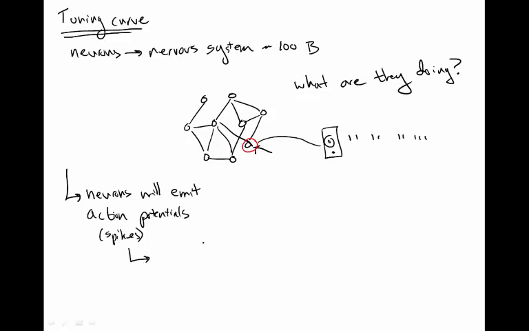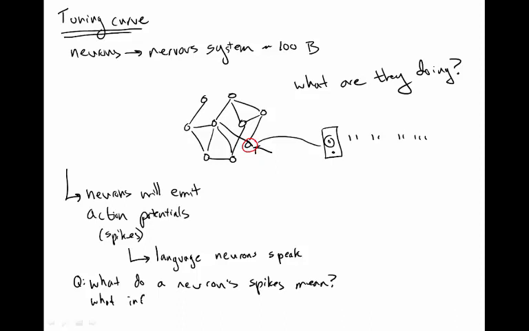And so it's widely thought that spikes basically constitute the language that neurons speak. This allows us to now formulate our question a little more precisely. We can now say, what do a neuron's spikes mean? What information do they convey about the outside world or our internal state? Okay, so a pretty common experiment used to ask this kind of question looks something like this.